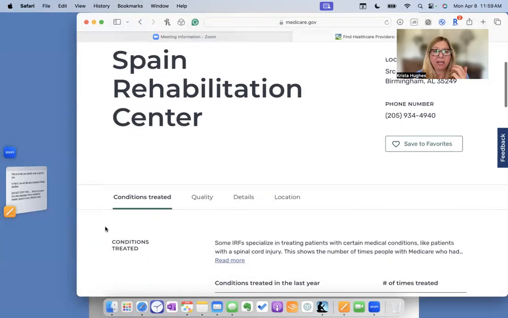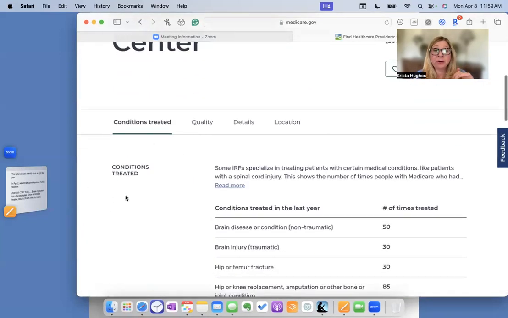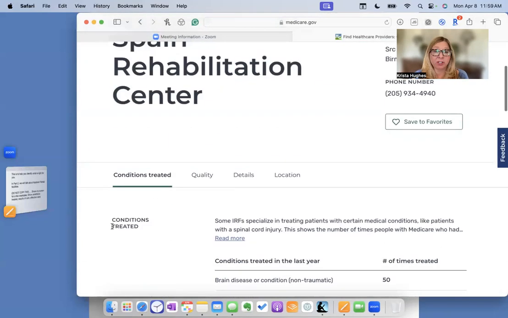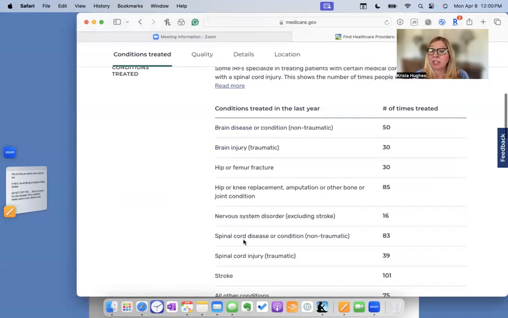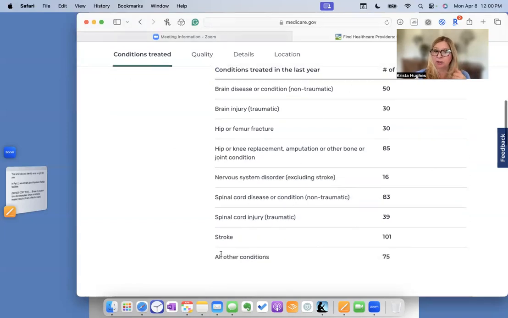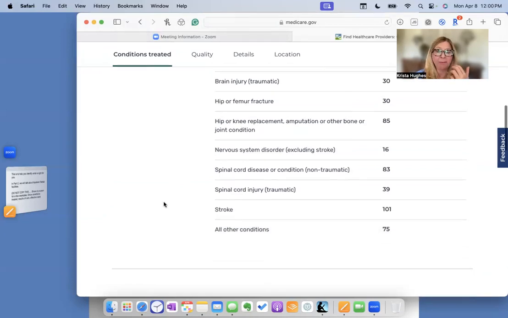So when you go in here, the first is going to be conditions treated. You have to realize that sometimes people want to go to a certain place, but they realize that that procedure, that condition is not treated, so therefore you could not go there. So always know before you start calling these inpatient facilities, do they treat the condition in which you've had, like a stroke or a hip replacement, etc.